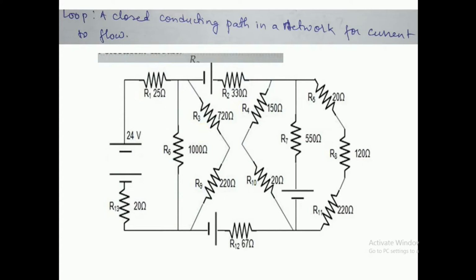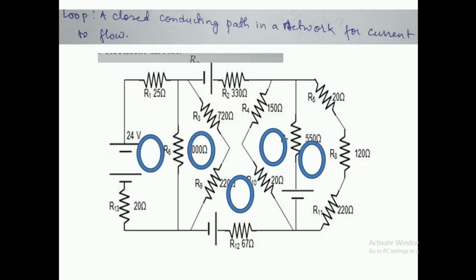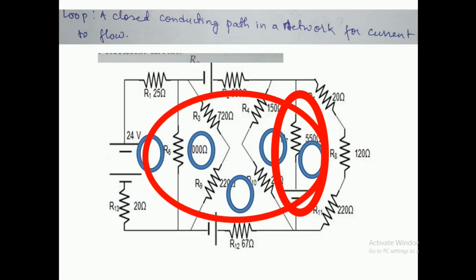In this network also you can see this is a loop and this is another loop, and out here also, if you start from here you'll come back to the same position. So this is also a closed path for current and it's a loop. You can combine two loops to make a big loop. If you start from here you will come back out here. Even if you add several loops together you'll get a big loop. You can see this is also a loop.